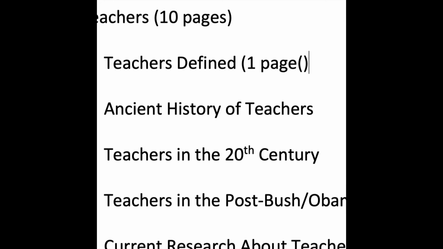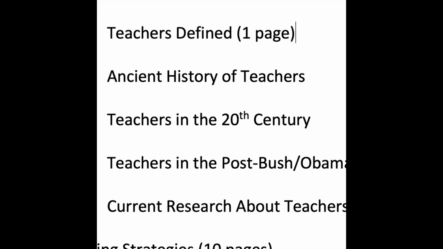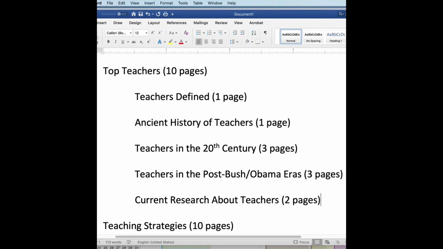In my imagination, I'm thinking about a page. I have 9 pages left now. So how about the history of ancient teachers? How long do they get? I imagine about a page. So how do I feel about writing a literature review now? I know now that I'm writing a 10-page paper essentially about top teachers.